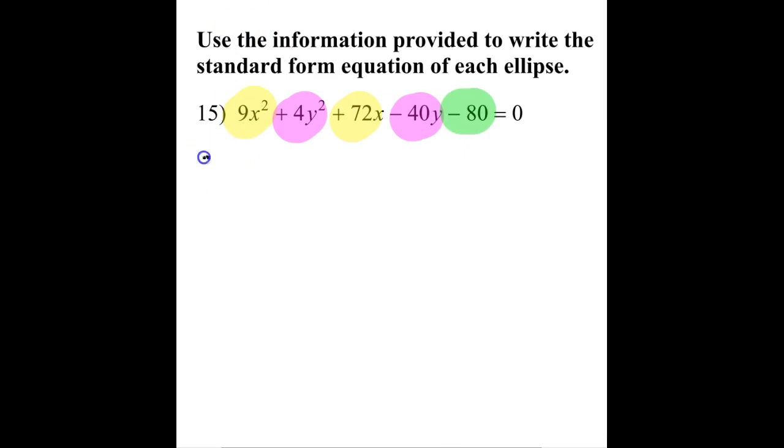We'll have the x's first, so 9x squared plus 72x, and then we'll have the 4y squared minus the 40y. And that should equal positive 80. Now, what we had to do before with the parabolas is that we have a number in the front here. The 9's in front of the x squared, the 4's in front of the y squared, and we had to factor that out in the parabolas. We'll do the same thing here. So I'm going to factor out a 9.